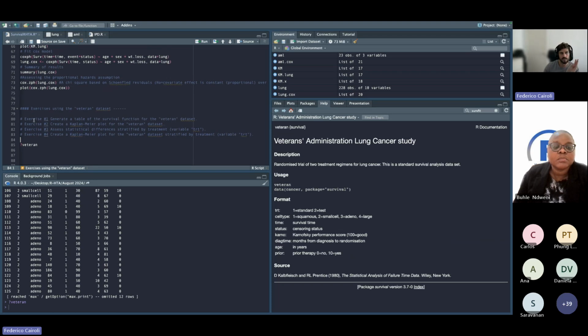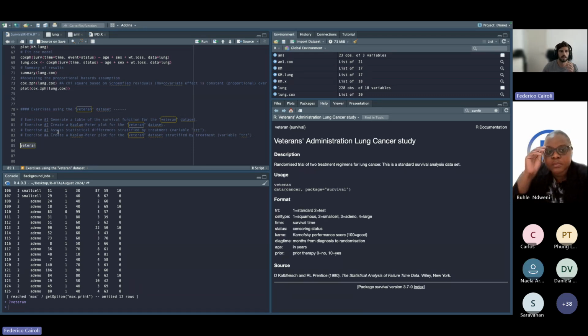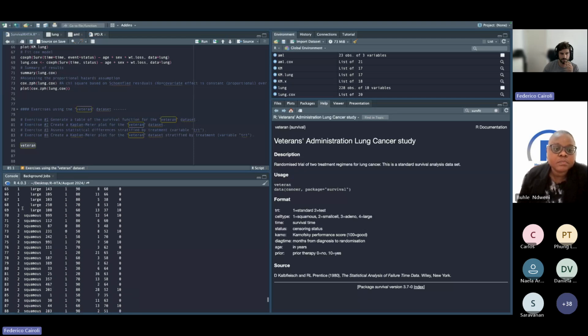So we have 4 exercises. The first one is using this specific database, veteran. You have to generate a table of the survival function of the veteran data set, this Kaplan-Meier table that we have seen with these survival probabilities. Then exercise number 2, you have to plot a Kaplan-Meier curve using this data set for the whole data set, not stratified. Then exercise number 3, you are going to assess statistical differences by treatment, by this variable TRT.